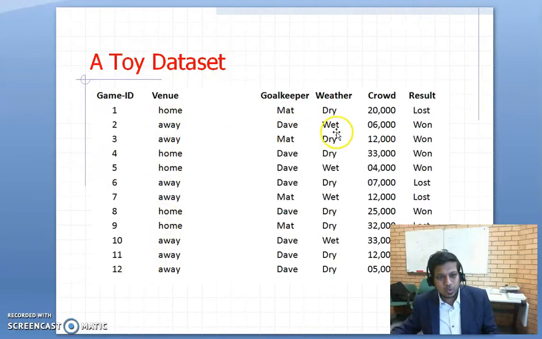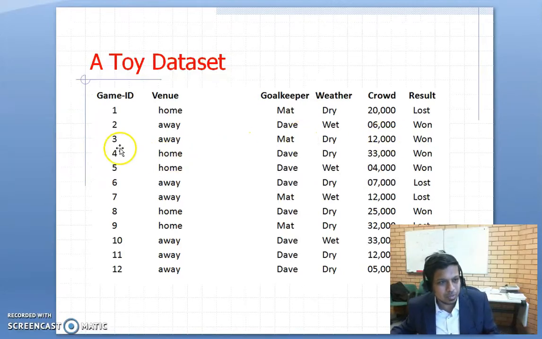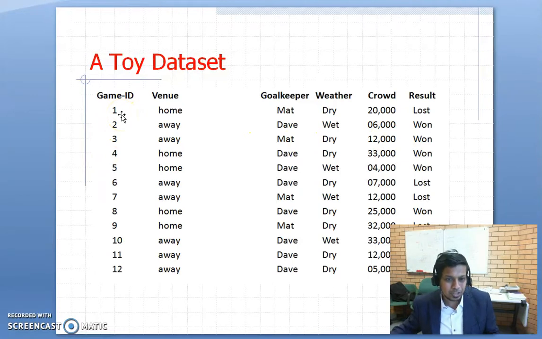And there are quite a few columns or attributes or features where each feature actually provides or stores some information of a soccer match. For example, game ID 1 means match number 1, and there is some information about this game where we can see that the game was played at the home ground, the goalkeeper was Matt, the weather was dry, there was approximately a 20,000 crowd, and finally the result of that match was lost. So this soccer club lost the match.